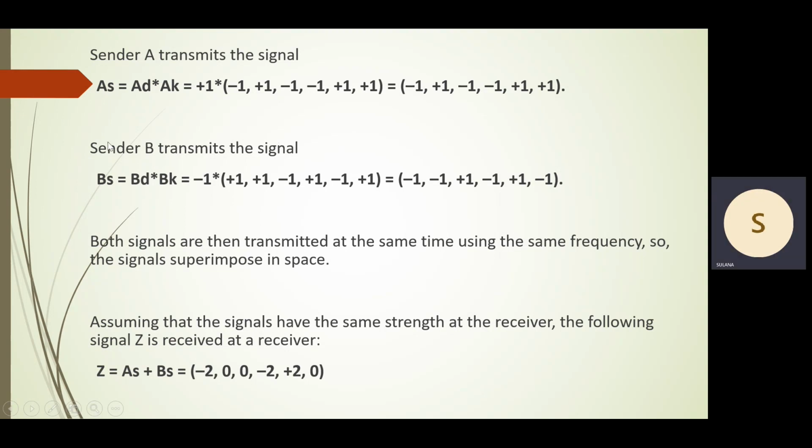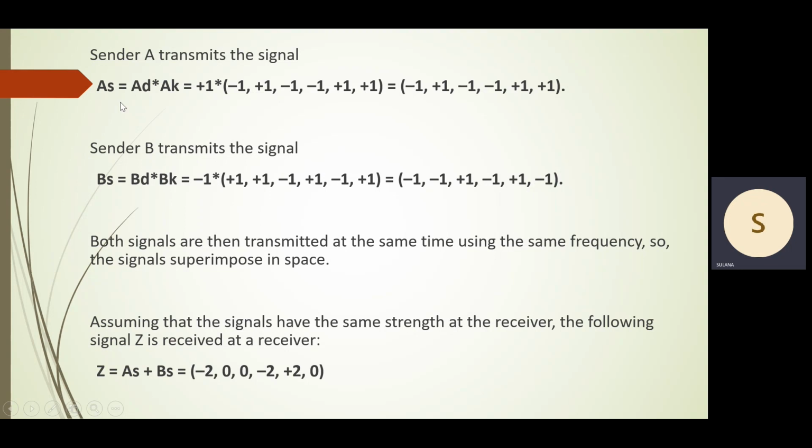Now B does the same thing. B needs to transmit a 0. 0 is represented as a -1. So B takes that data and multiplies it with its key. So -1 into B's key. -1 into +1 is -1. -1 into +1 is -1. -1 into -1 is +1. -1 into +1 is -1. -1 into -1 is +1. -1 into +1 is -1.